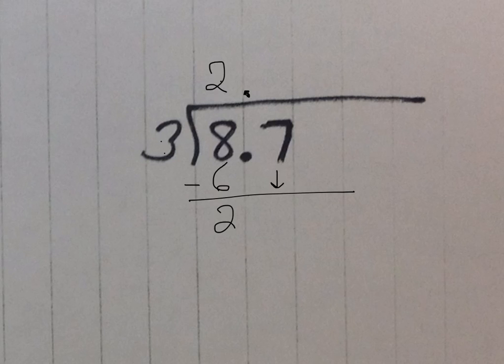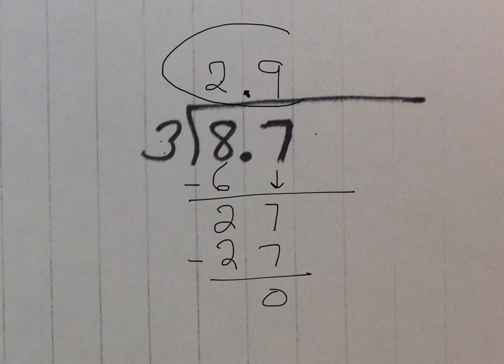Go to the next column, so I bring down my 7. How many 3s go into 27? 9. 9 times 3 is 27. Keep everything lined up. That equals 0. No more numbers. 0. Even. Nice. It's 2.9, or 2 9/10.